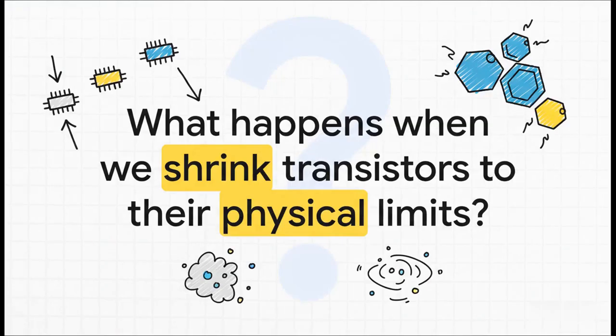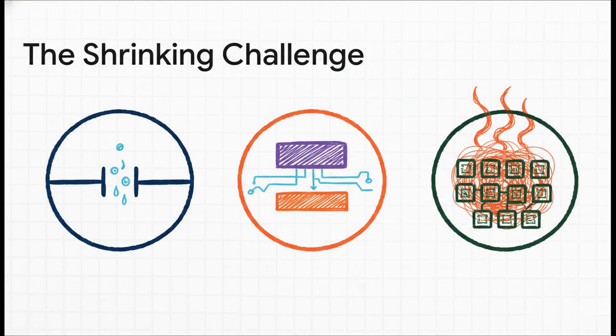So for decades, right, the whole game has been about one thing: shrink. Make the transistor smaller, you can pack more onto a chip, and that makes it faster and more powerful. Easy. But we're getting so small now, we're literally bumping up against the laws of physics, and that's creating some huge problems.